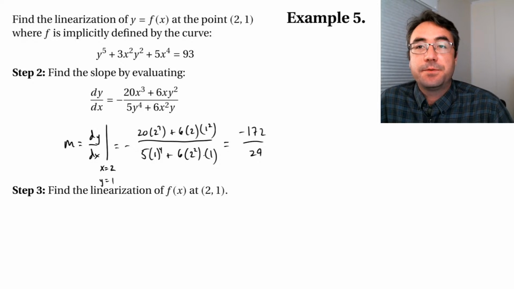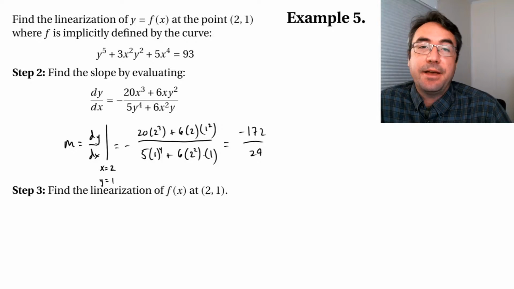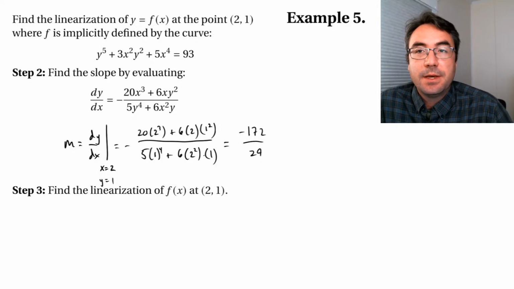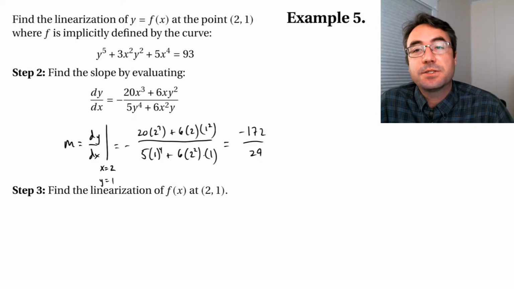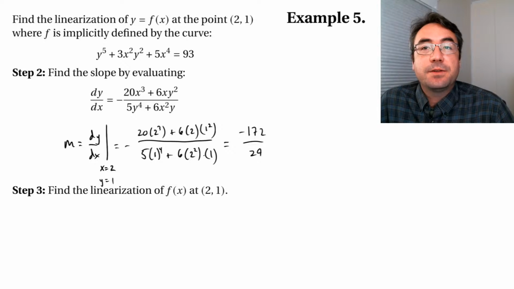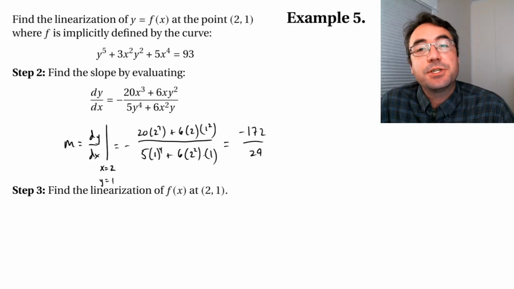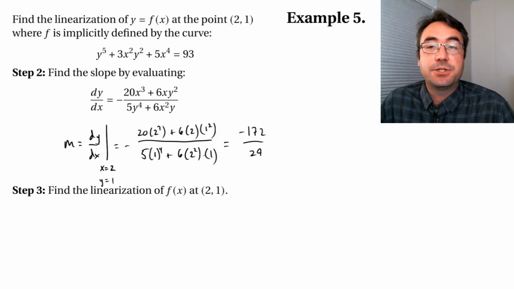So we found the slope of our tangent line at this point. We have our x-coordinate, we were given that. We have our y-coordinate, we were given that. And now we calculated our slope. So the final step in finding this linearization is to just put all those pieces together and figure out the tangent line.